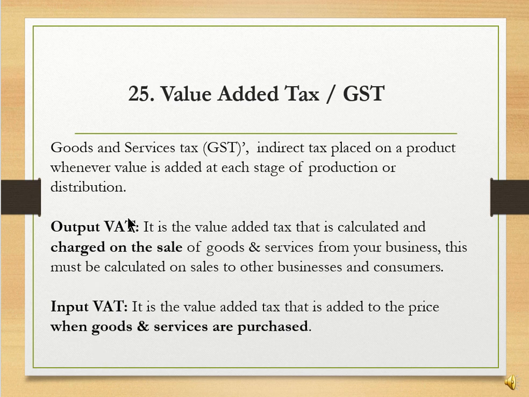When do we call output tax? When there is a tax that is calculated and charged on the sale of goods or services from our business. This must be calculated on sale to other businesses and consumers. Input tax is the value added tax that is added to the price when the goods and services are purchased. When we make a purchase, if there is a tax, it is an input tax. When we make a sale, if there is a tax in the bill that is sent to the customers, it is an output tax. This is the difference between input and output tax.